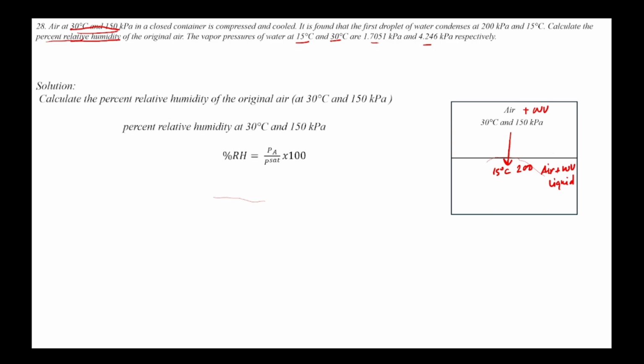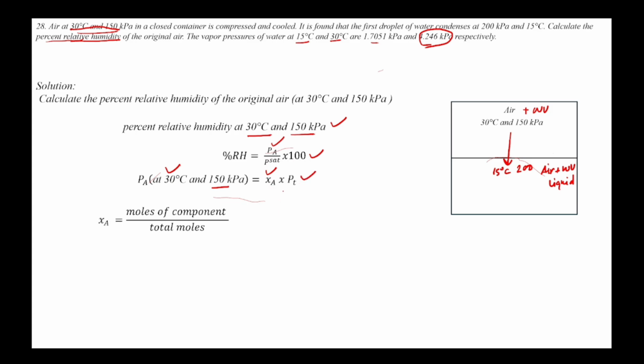So very first thing, percentage relative humidity at 30 degrees Celsius and 150 kilopascal we have to calculate, and the formula is partial pressure at this condition over saturation pressure at this condition, times 100. So saturation pressure we have at 30 degrees Celsius, 4 point. Okay, we have to calculate the partial pressure at 30 degrees Celsius and 150 kilopascal. So mole fraction into total pressure, that is the straight formula. Mole fraction will not change.